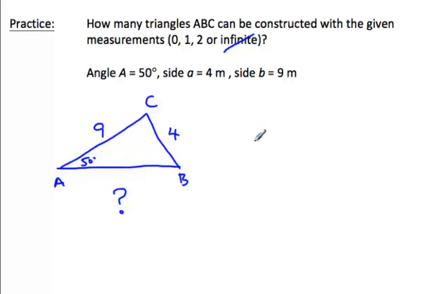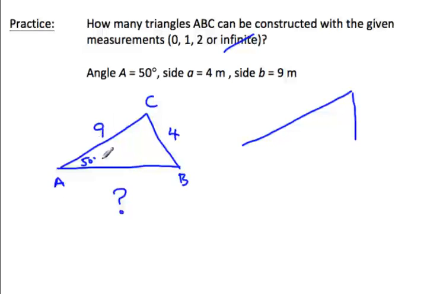So the easiest way to sort this out is to figure out what the minimum length this side would have to be in order to make a right angle triangle. Now I'll point out that this is a side-side angle triangle, so this is the kind of triangle that we were talking about in the introduction to the ambiguous case, where you have this side being the pendulum.